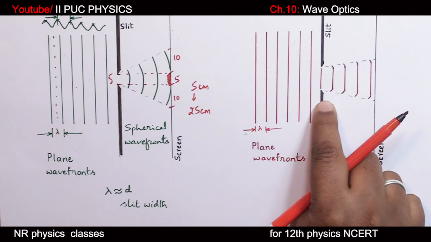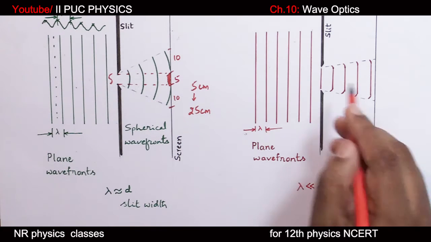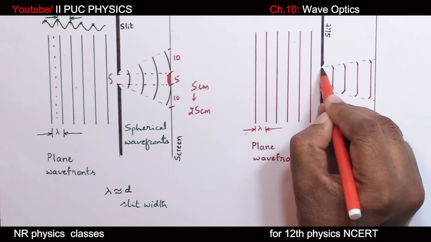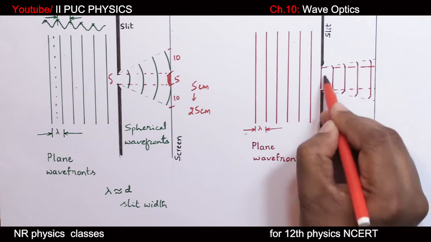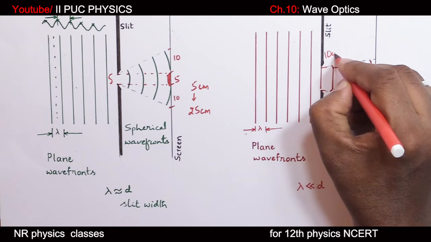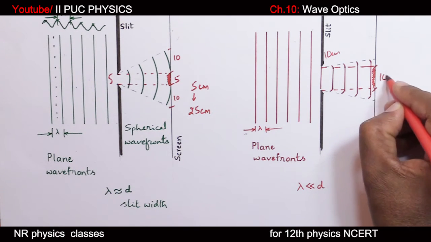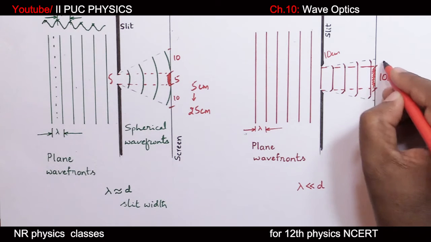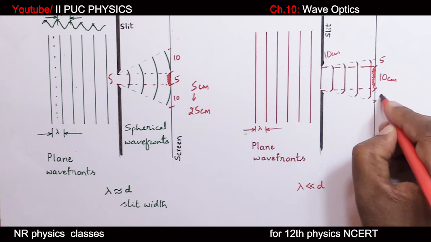Now come to this. Slit width is more. Lambda is very much less than small d. Lambda is very much less than small d means spread is also less. So if slit width is about 10 centimeter, we should expect illumination of about 10 centimeter. Let this be about 5 centimeter. This is about 5 centimeter.